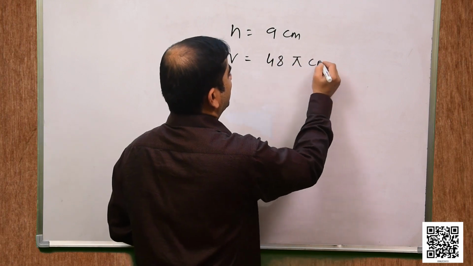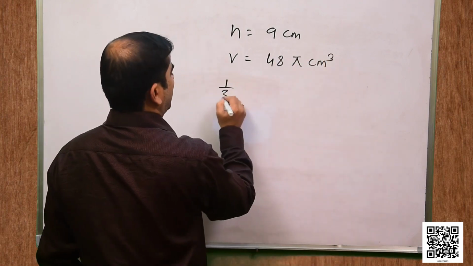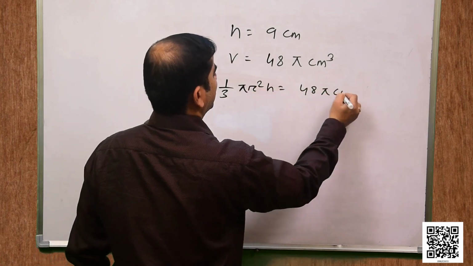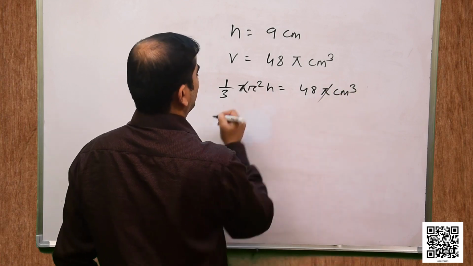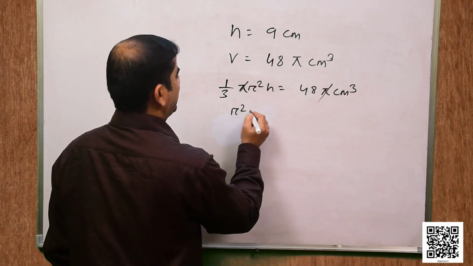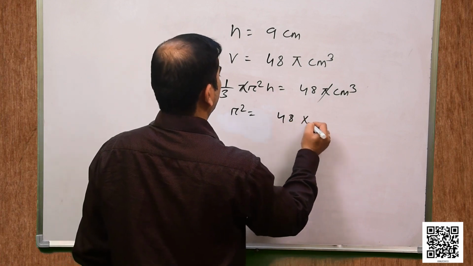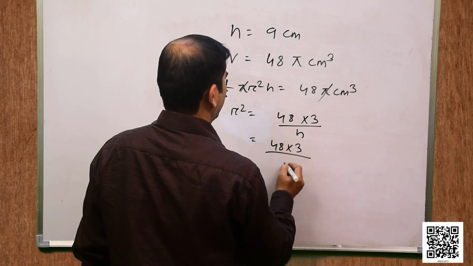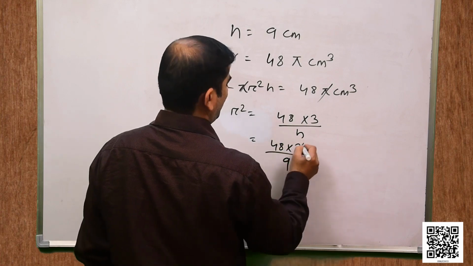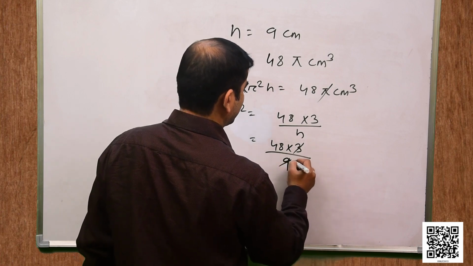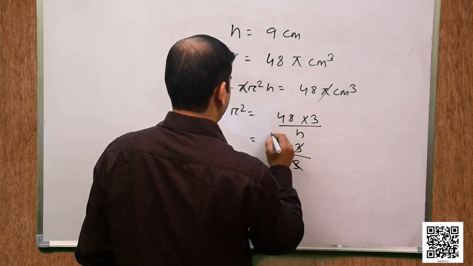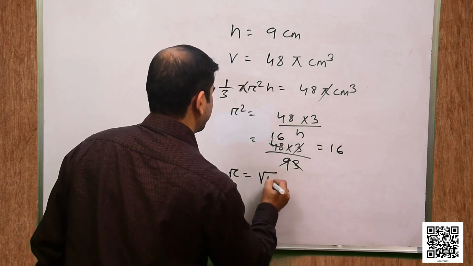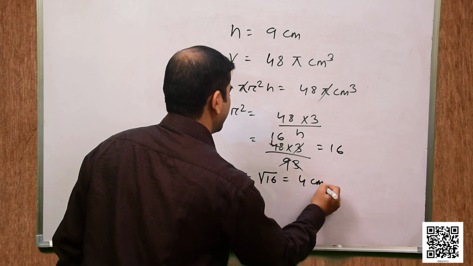That means 1 by 3 pi r square h is equal to 48 pi centimeter cube. We can cut pi from both sides. So r square is equal to 48 into 3 divided by h. That is 48 into 3 divided by 9. So 3 3s are 9. 16. So r is equal to square root of 16, that is 4 centimeter.